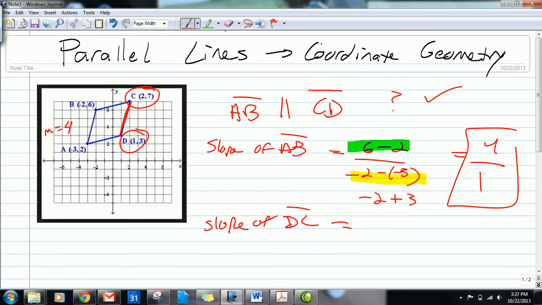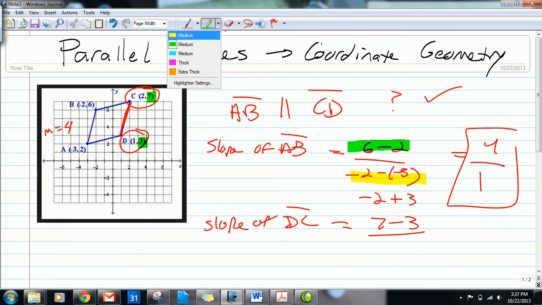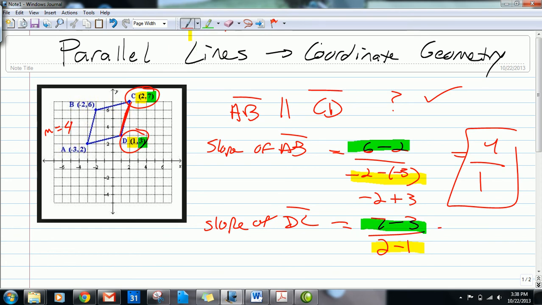And we can count on this one as well, but let's just use the slope. 7 minus 3, that's my change in y, 7 minus 3, over my change of x. And since I started with 7 up top, I have to start with this 2 on the bottom, 2 minus 1. Alright, so my change of y is on top, my change of x is on the bottom. Alright, so now I just have to do it out. 7 minus 3 is 4, over 2 minus 1 is also 4. Okay, oh great, so that has a slope of 4 as well.